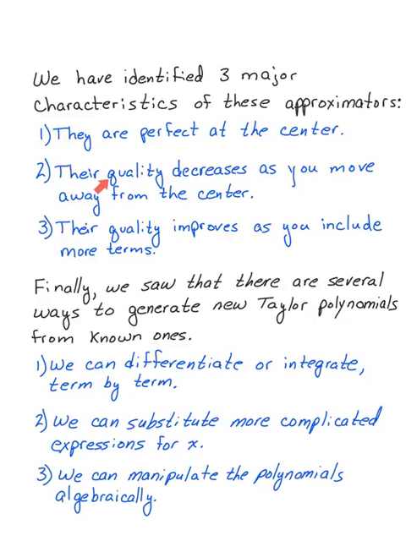Number 2, their quality decreases as you move away from the center, but the third quality is that their quality improves as you include more terms in your polynomial. And finally, we saw that there are several ways to generate new Taylor polynomials from the known ones. Number 1, we can differentiate or integrate both sides of the equation, term by term. Number 2, we can substitute more complicated expressions in for the x. And number 3, we can manipulate the polynomials algebraically.